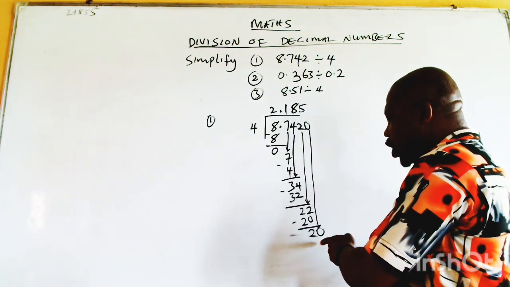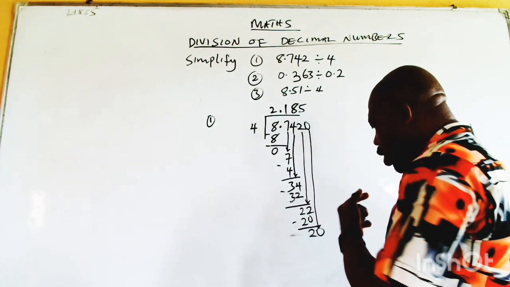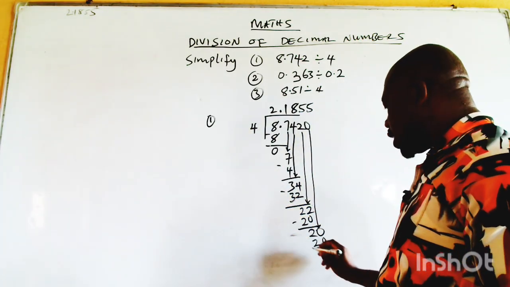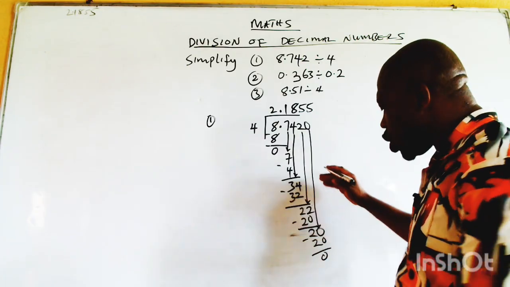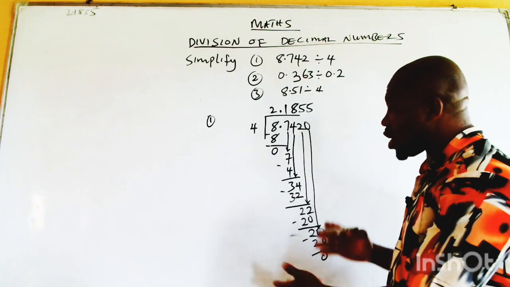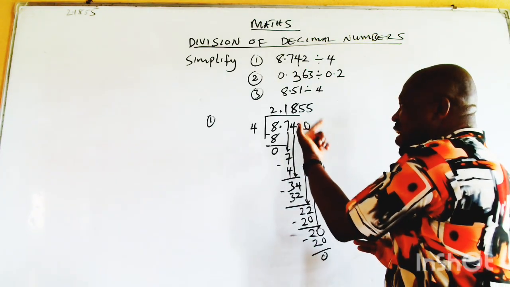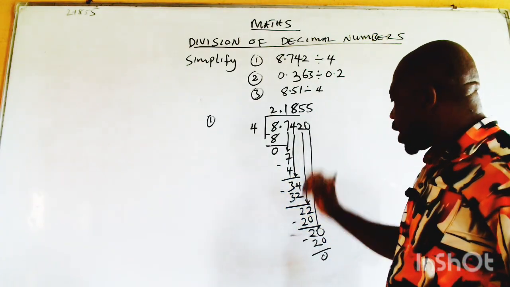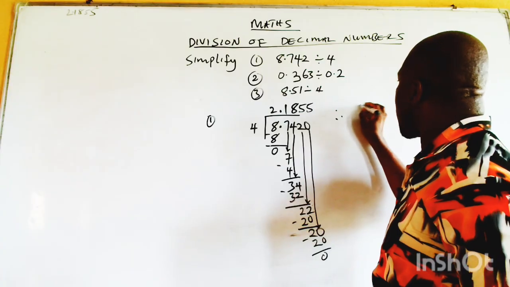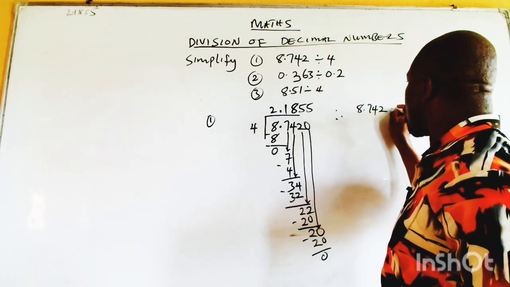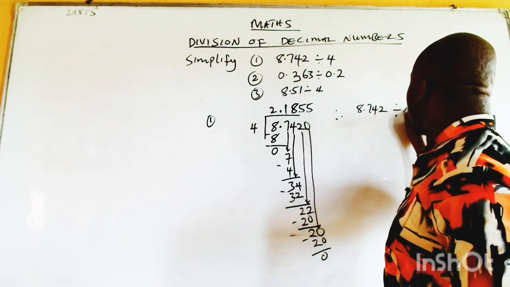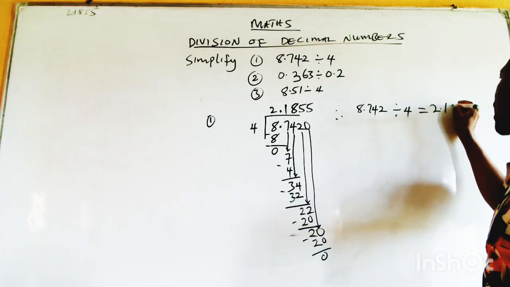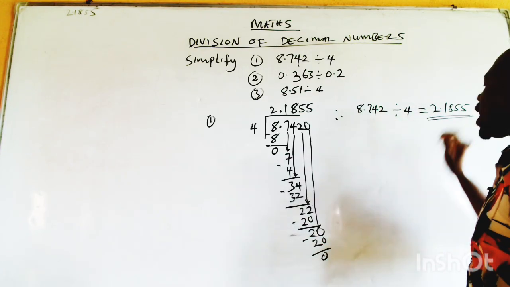Now 4 divide 20 will give us 5. Now 5 times 5 will give us 20. Therefore, 20 minus 20 is 0. So you continue, assuming the number is not terminating, you keep adding zeros. And of course, you keep getting small numbers. All right. We can now have that 8.742 divided by 4, the answer is equal to 2.1855. This is the answer.